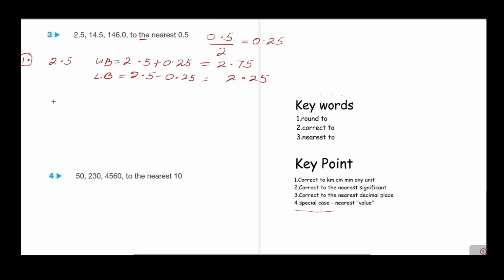Next measurement is 14.5. Second measurement is 14.5. And let's get the upper bound.